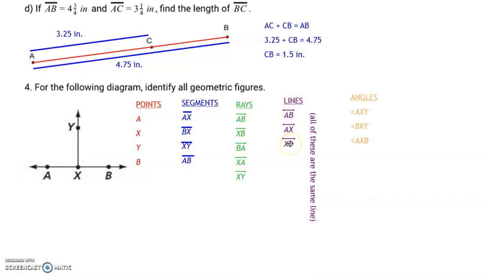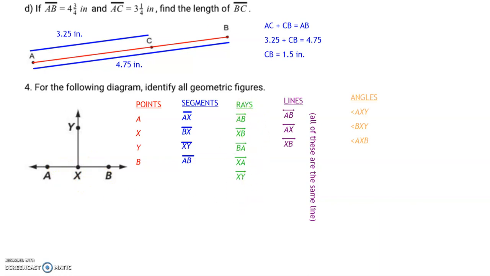Most of the time you'll see a line labeled as BX instead of XB, only because alphabetical order is generally observed in geometry, but it's totally legal to call it XB as well. There are 4 points. There were 4 segments: from A to X, that short segment; from B to X, this short segment; from X to Y, this short segment, without the arrow part, obviously; and then from A to B, which is a combination of AX and BX.